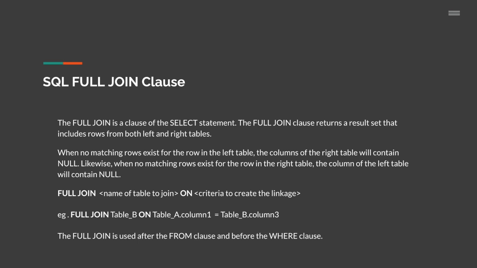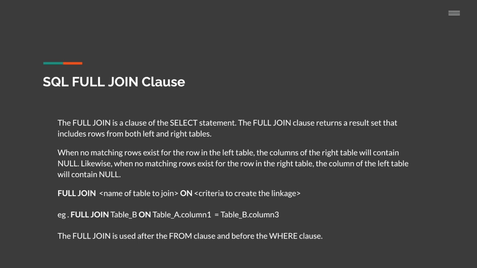Then you'll provide the table that you want to join to the original table. Then you'll use the on keyword. Then you'll have to provide the criteria that you need to use to join both tables. So for example, you would write out a full join clause by stating the full join keyword. Then in this example, we're using table B and we want to join it on table A. So the on keyword will be provided.